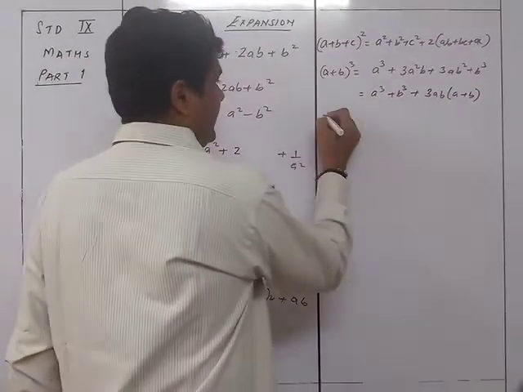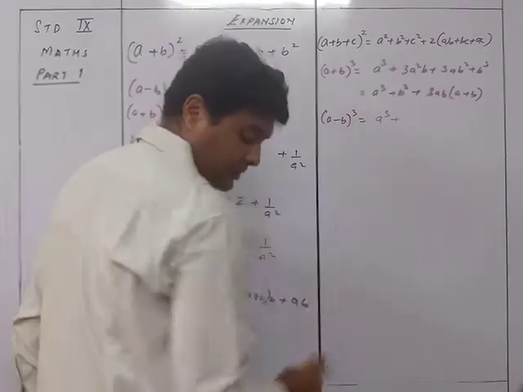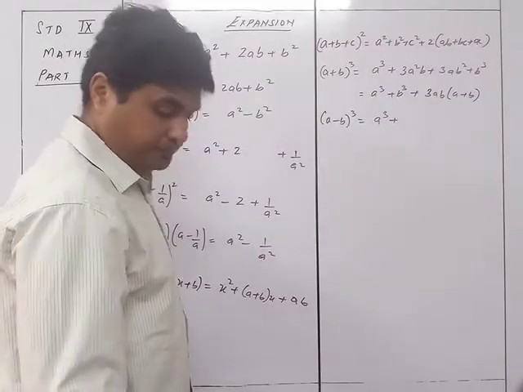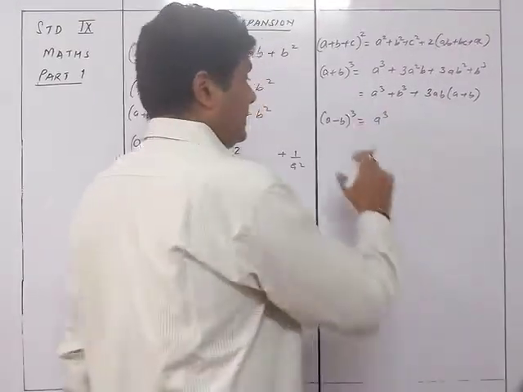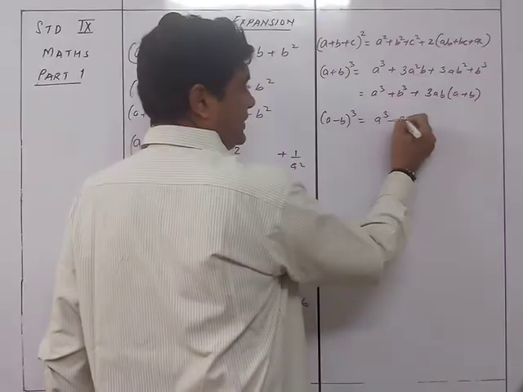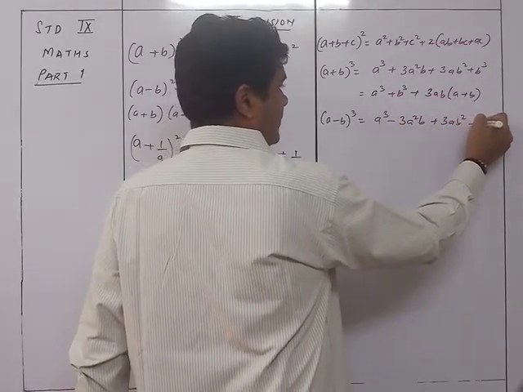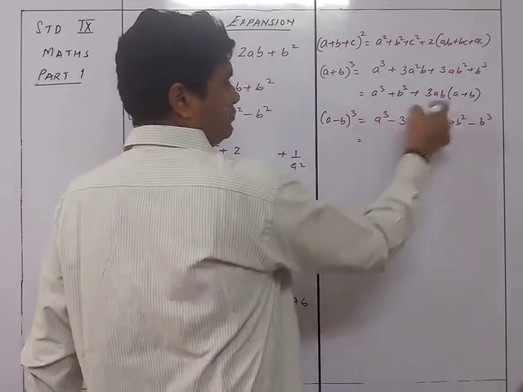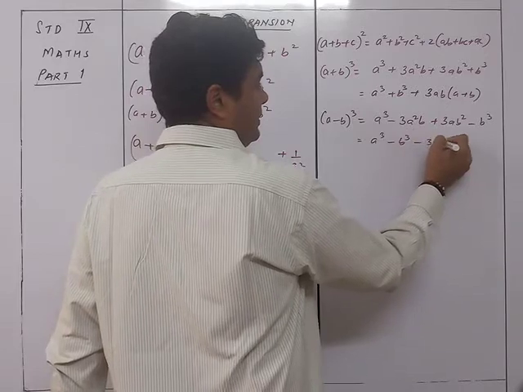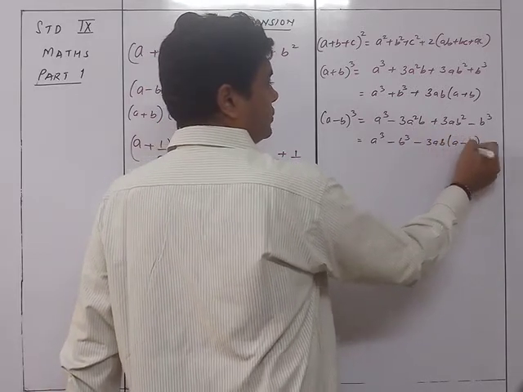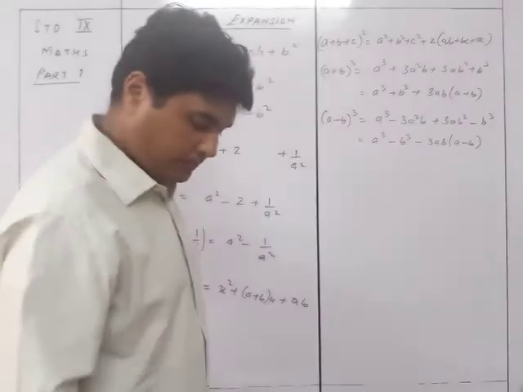Similarly, for a minus b, the whole cube will be a cube plus, now here it is this way, the first term will be minus, plus minus plus minus, and if ये plus है तो बाकी minus. So 3a square b, उसके बाद plus, तो 3ab square, उसके बाद minus, तो b cube. And the same way in this format will be a cube minus b cube minus 3ab and then a minus b. So this is how you are going to take it in case of a minus b the whole cube.